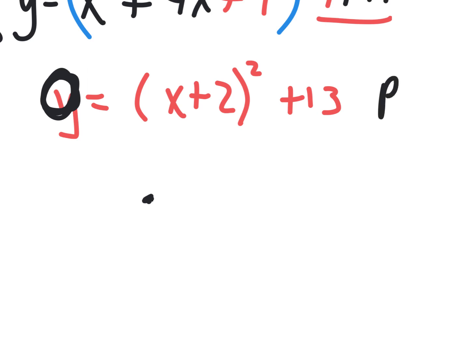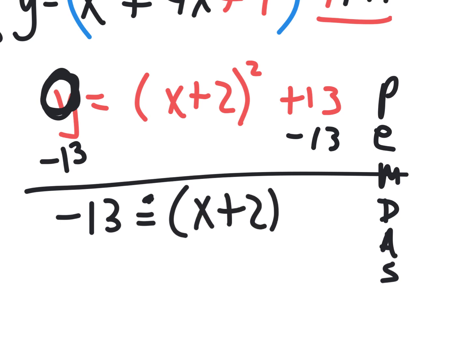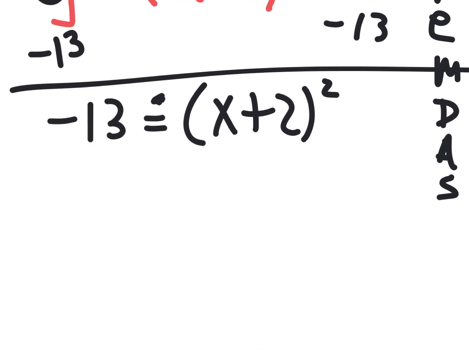Remember PEMDAS? Do you start dealing with the P and the E right away? No, you don't. Do you do the M and the D? Nope. You start with the A and the S. You add or subtract. So you should have started by subtracting 13 from both sides. And you have negative 13 equals x plus 2 quantity squared. And then do you know what to do?